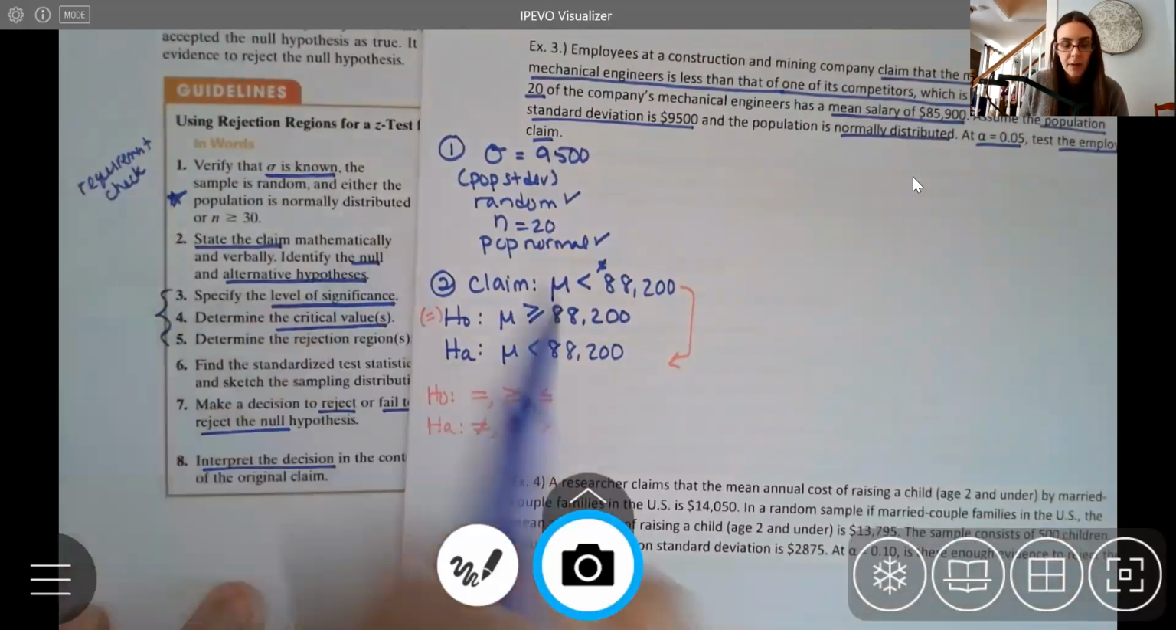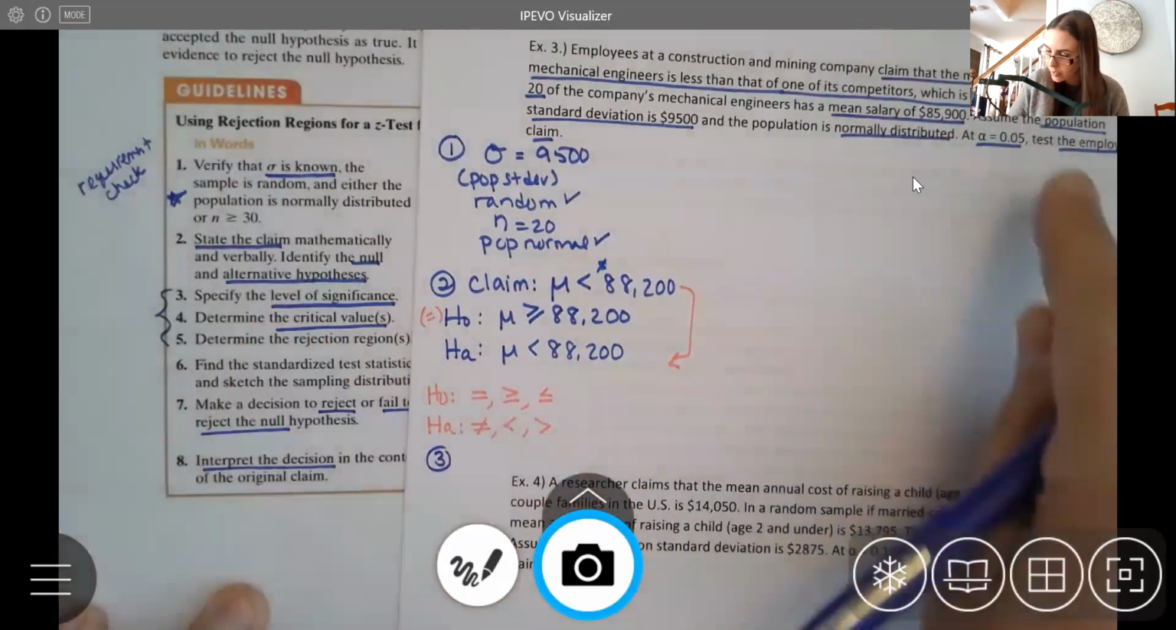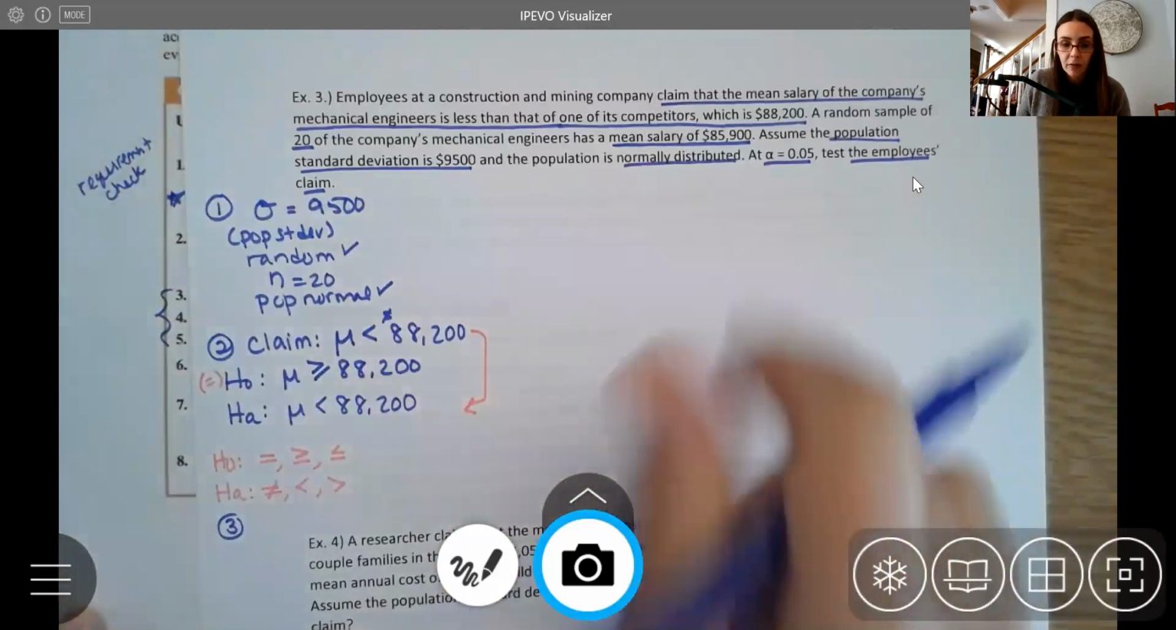The third thing we need to do is make sure we note the level of significance, and we're told here that alpha is 0.05.